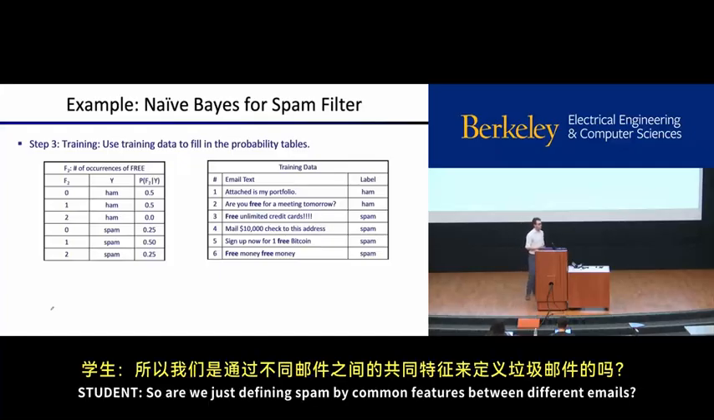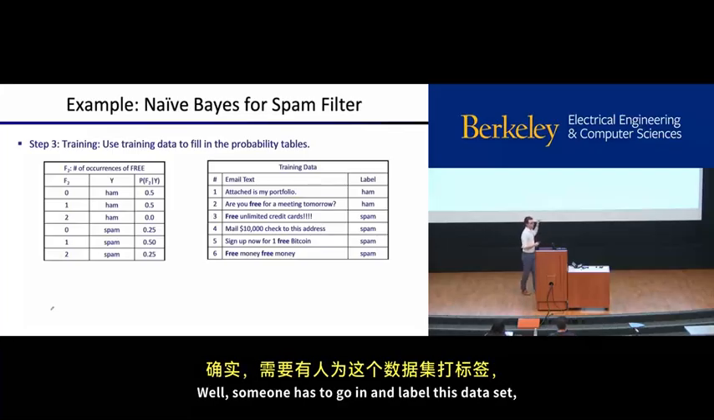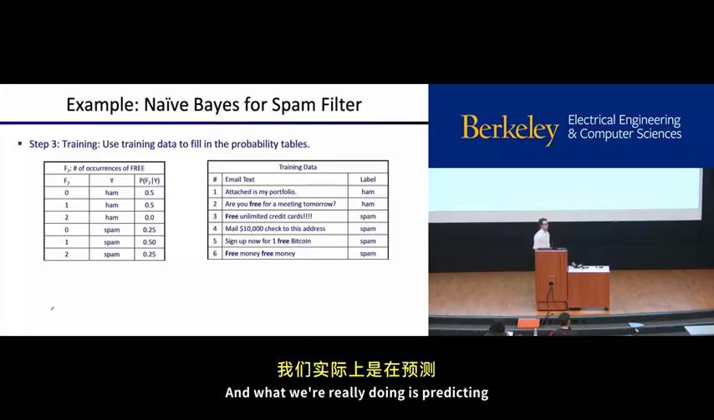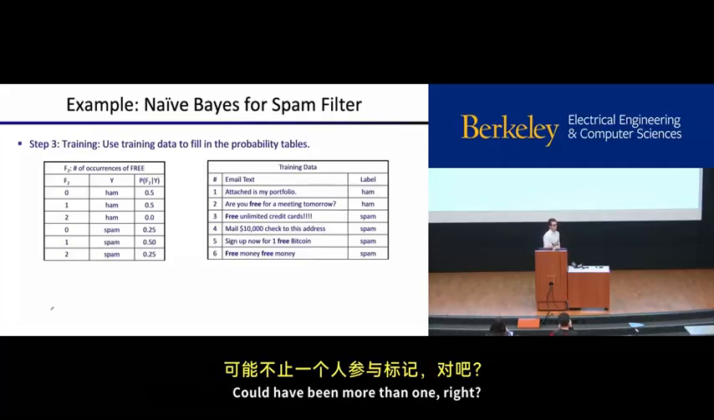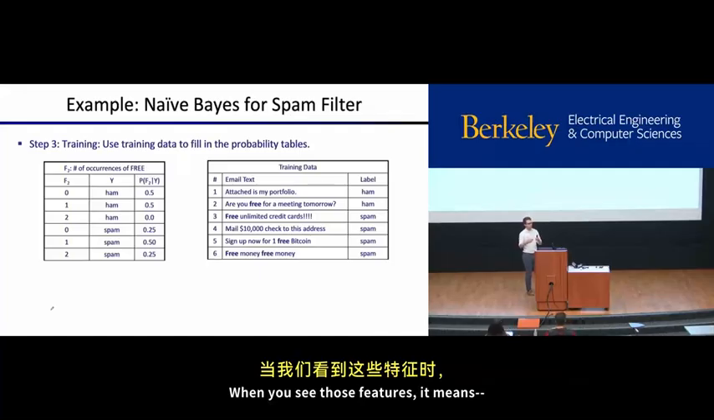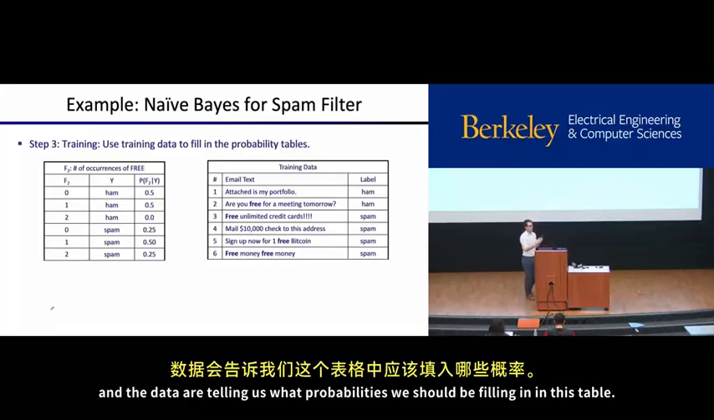So are we just defining spam by common features between different emails? We're actually not defining spam at all. Someone has to go in and label this data set, but they can label it however they want. What we're really doing is predicting what that person would have said on new examples. Or those people, could have been more than one, right? So there's no definition of, when you see these features, it means spam. What we're doing is building a model from the data, and the data are telling us what probabilities we should be filling in this table.